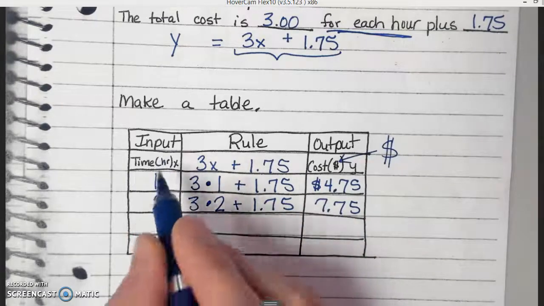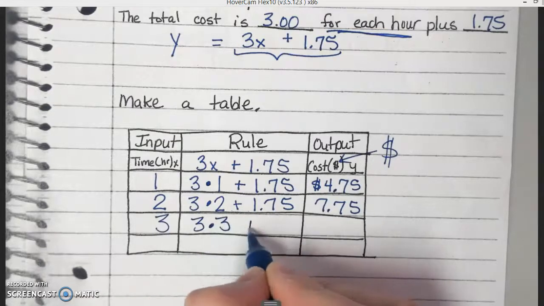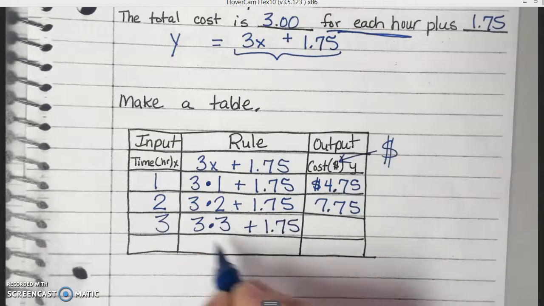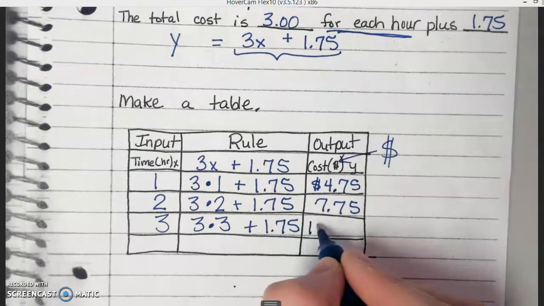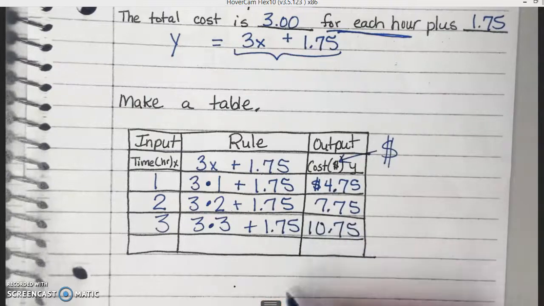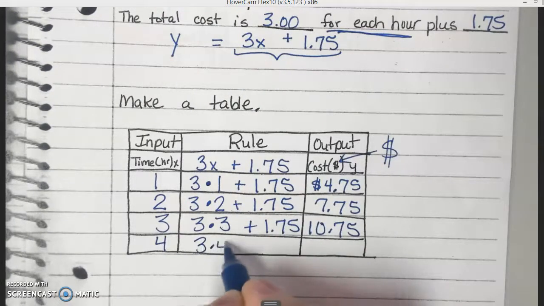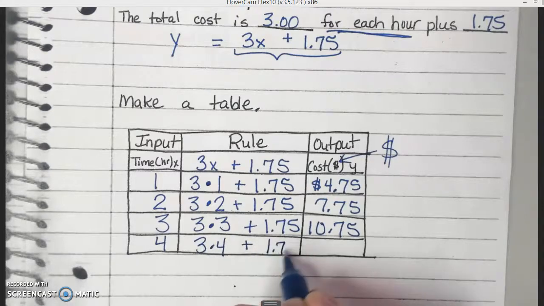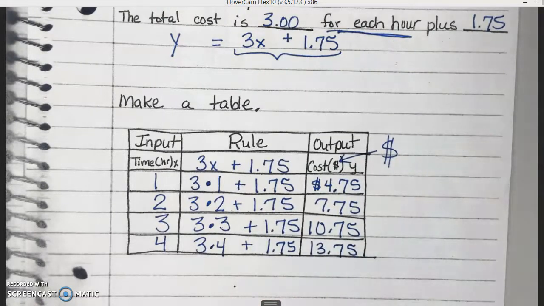Alright, so next we're going to put in 3 for X. So 3 times 3 plus 1.75. 3 times 3 is 9, plus 1.75 is 10.75. And then next we put in 4 for X. So we're saying 3 times 4 plus 1.75. 3 times 4 is 12 plus 1.75 is 13.75. Any questions on what we just did there?